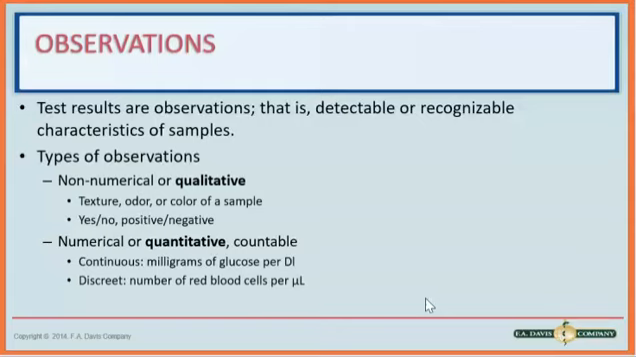Your quantitative is a result where you actually have a number. You have a quantity associated with a substance in your sample. It's countable. And they're measured in some type of unit, maybe milligrams, grams, whatever, microliters. An example would be how many red blood cells are per microliter of blood. So you would know exactly how much of something is in your sample. So you'd have a numerical value.